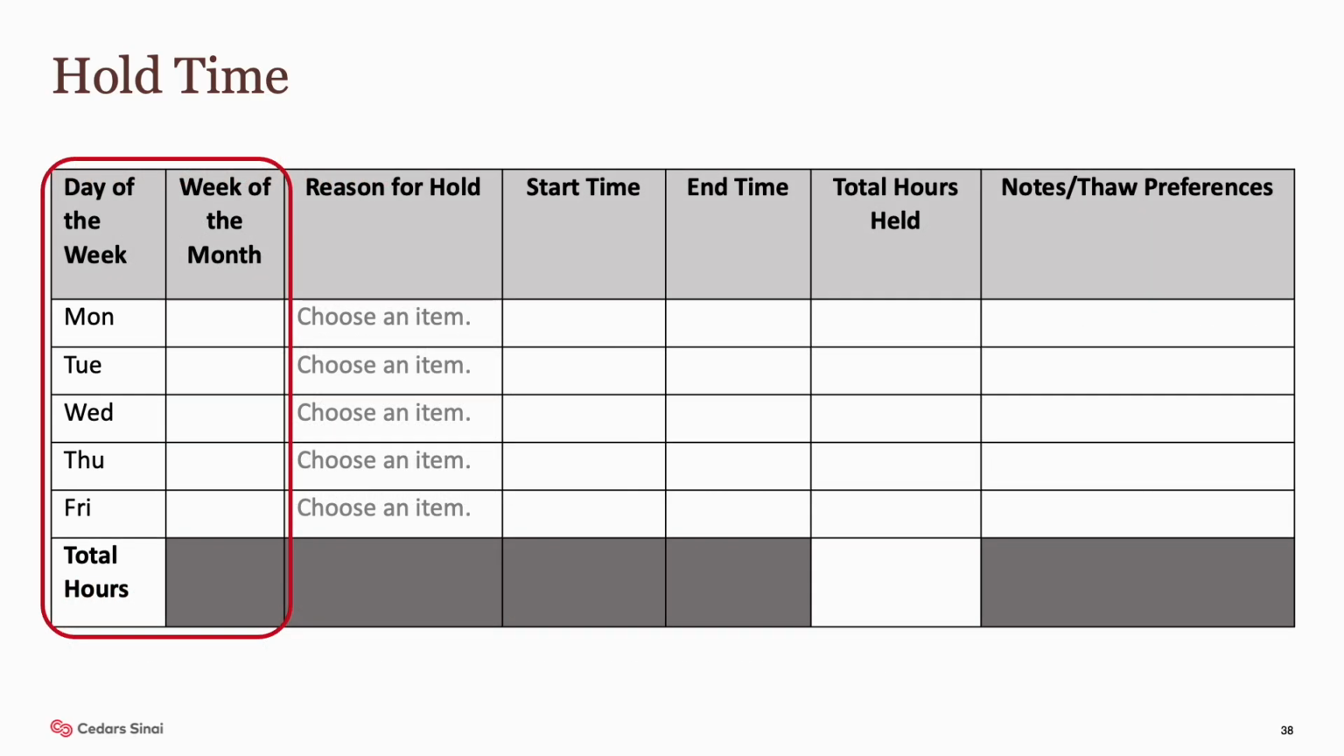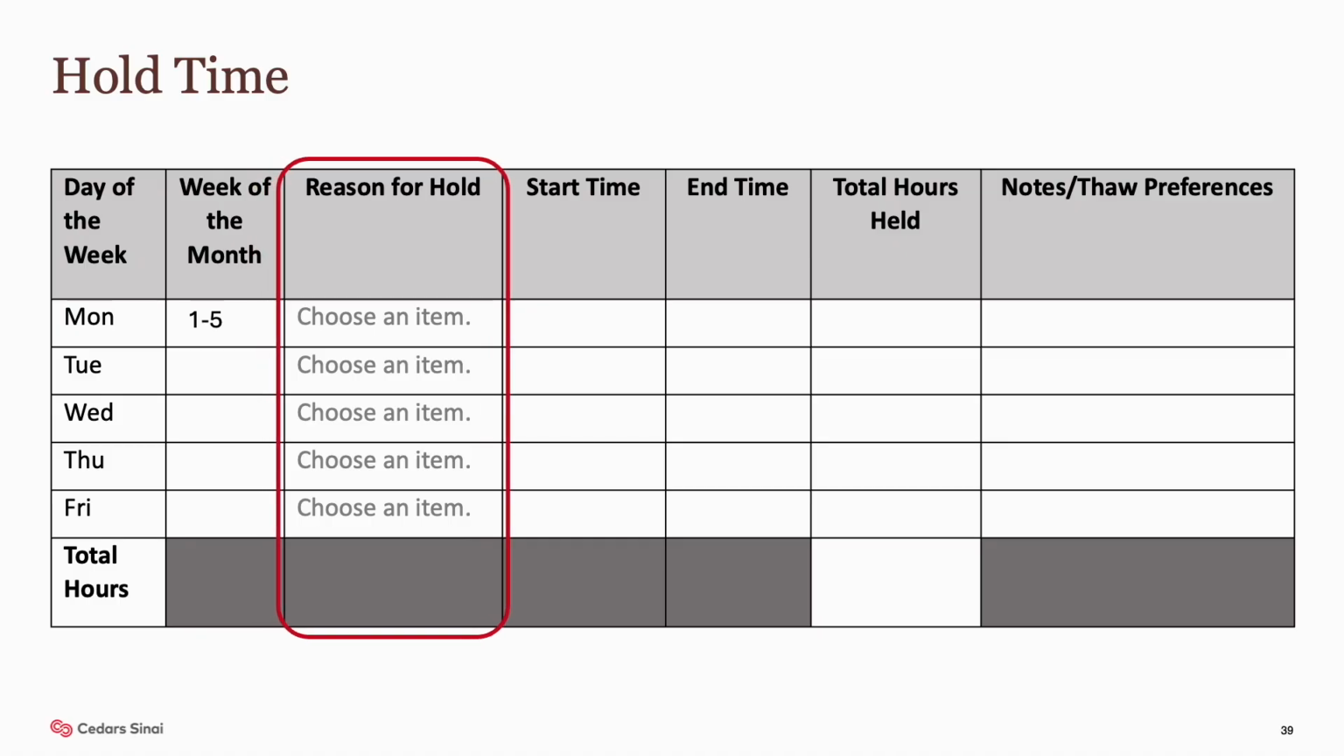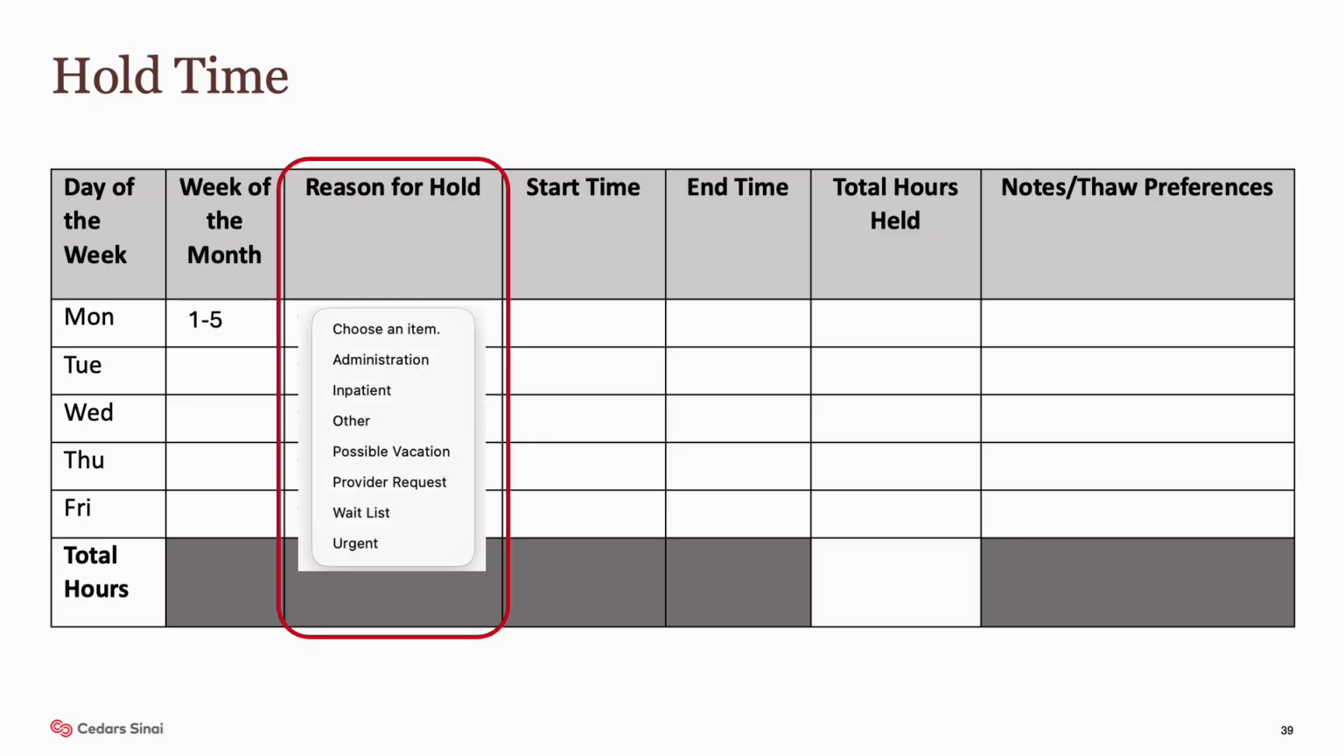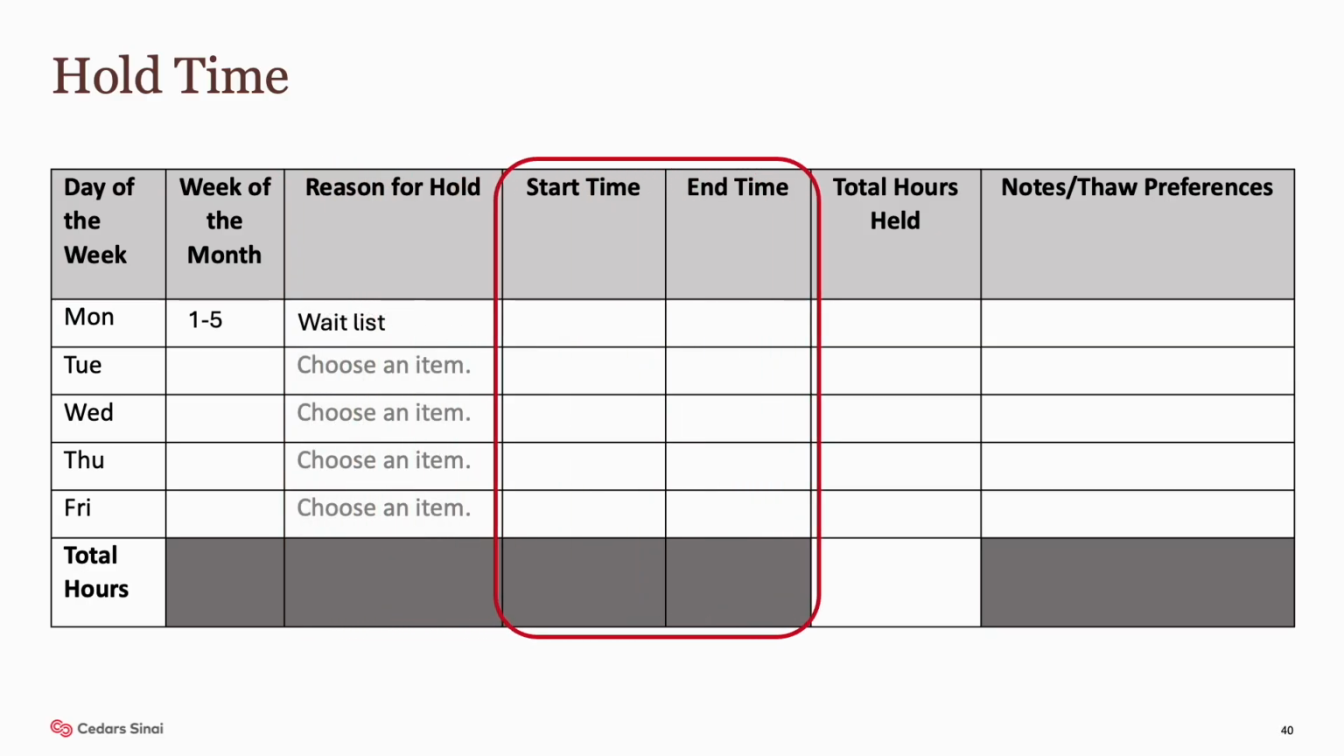This section has a table, so let's go over it together. As you can see, it's pretty identical to the unavailable time table that we just covered. It has the day of the week of the month, in which you numerically indicate which week the hold time occurs. Then there's the reason for hold. Similar to the previous unavailable time table, it has a drop-down option for you to select the appropriate hold reason. Then there are the start and end time columns for you to indicate the exact time the hold period begins and ends.